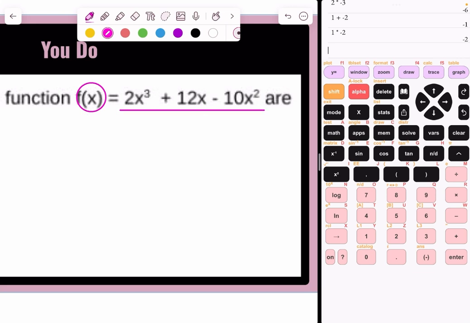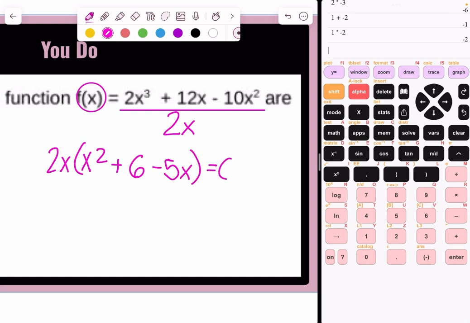Not only can we pull out a 2, but we can also pull out an x, since everything has an x. So I'll have 2x as my GCF, and then I get 2 divided by 2 is 1. X to the third divided by x is x squared. Then 12x divided by 2x is just 6. And negative 10 divided by 2 is negative 5. I'm going to flip these around because this is not in standard form. So I would get 2x parentheses x squared minus 5x plus 6 equals 0.